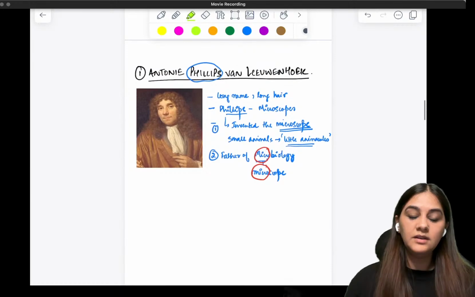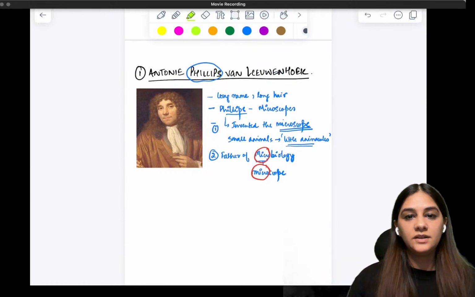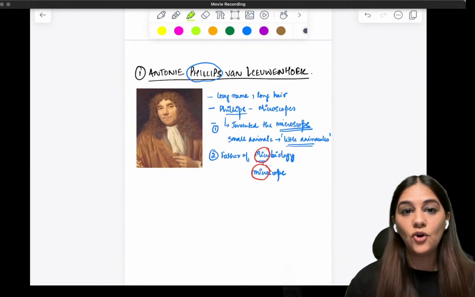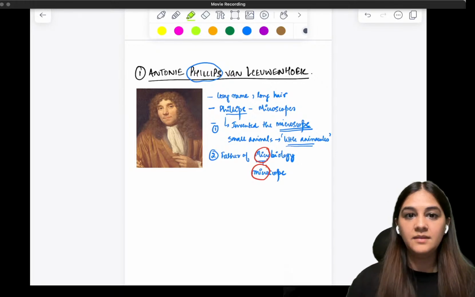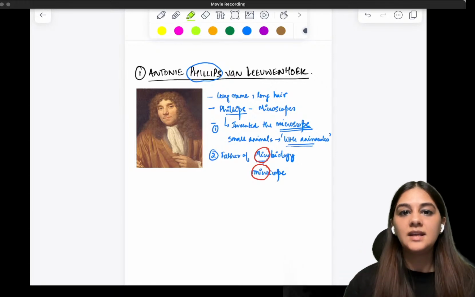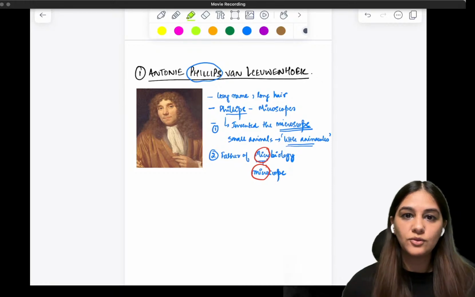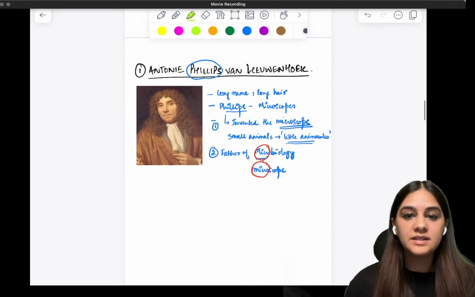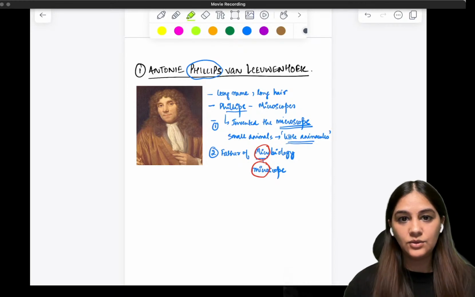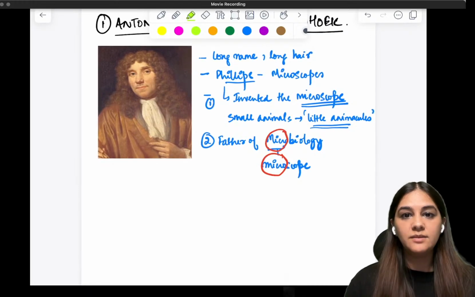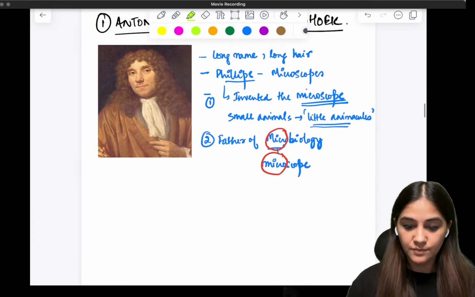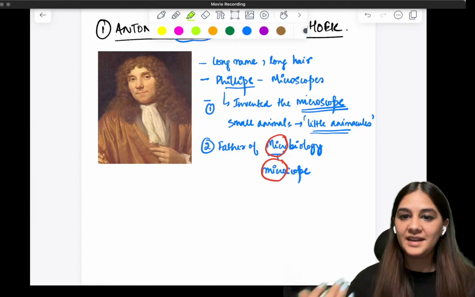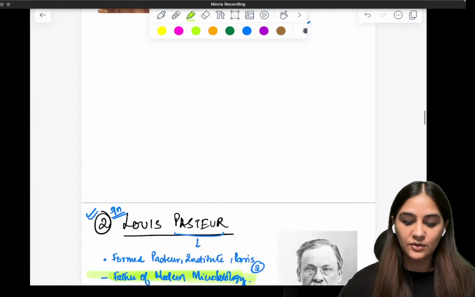Starting from the first one, Anthony Philips van Leeuwenhoek, long name, long hair. That is how we're going to remember him. He has Philips in his name. Philips makes microscopes, so he invented the microscope and he saw small animals in it and called them little animalcules. That is why he is known as the father of microbiology, because we can't see anything in microbiology without the help of microscopes.